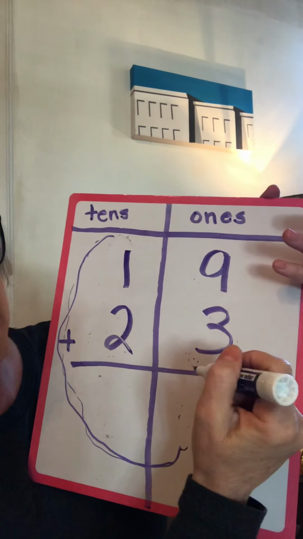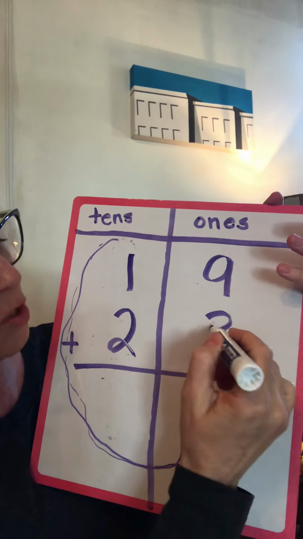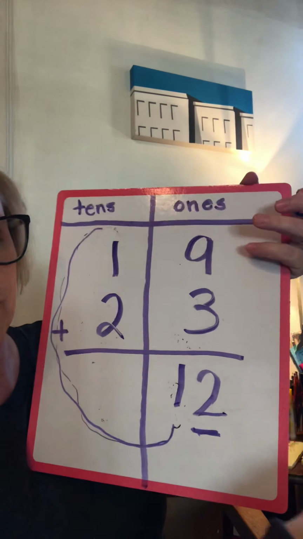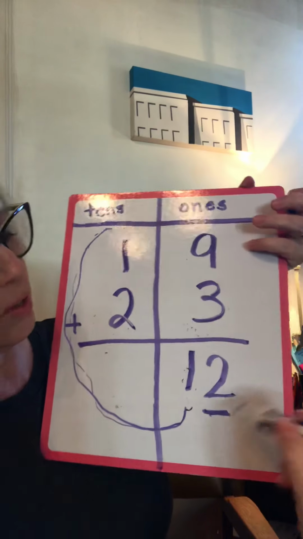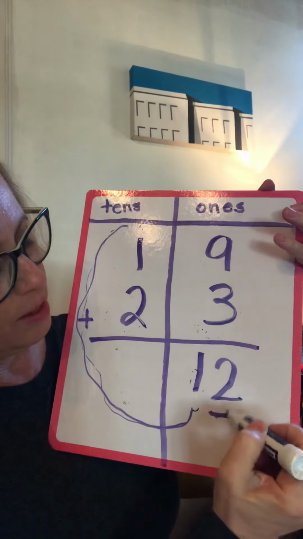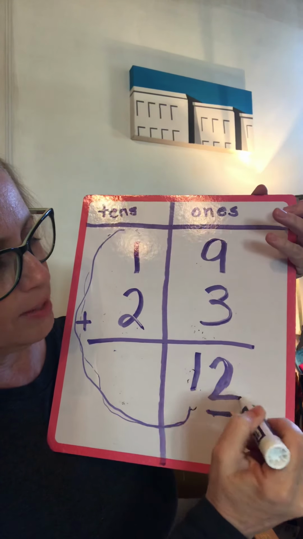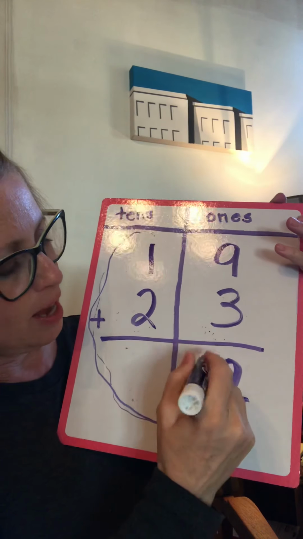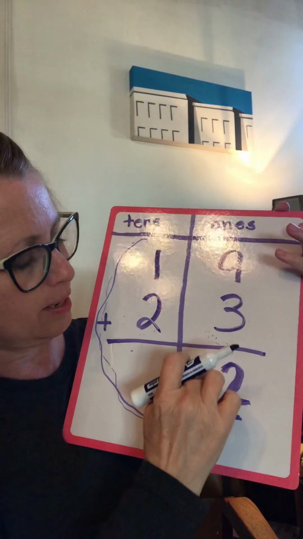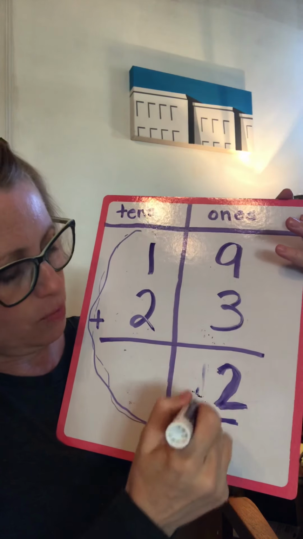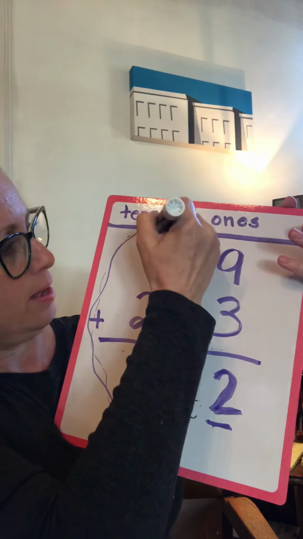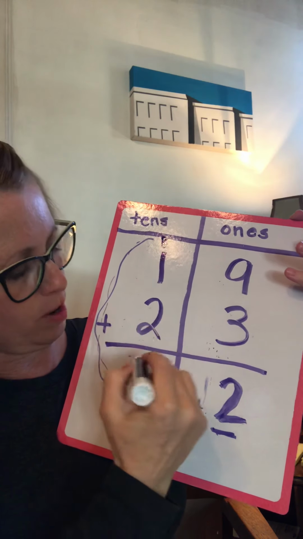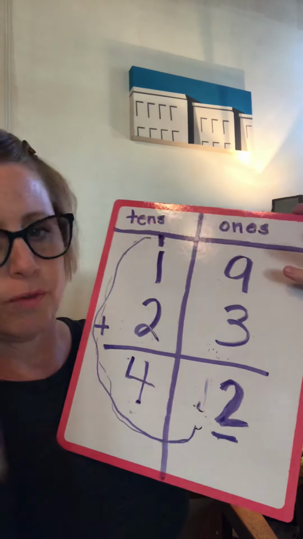9 plus 3 is 9, 10, 11, 12. Oh, it's 2 numbers. So you need to leave the 2 because it's in the ones column. If you're looking at the number 12, it's in the ones column. And you're going to take the 1 and you're going to move it all the way up here. 1, 2, 3, 4. 42.